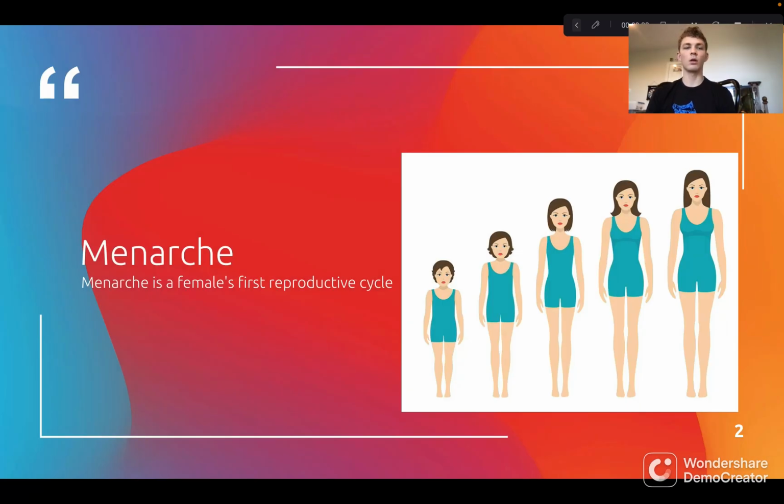What is menarche? Menarche is a female's first reproductive cycle. This event occurs during puberty, usually around age 13, and continues into the early 50s before stopping. Menarche is caused by an increase in certain hormones from the pituitary gland, mainly estrogen and progesterone.